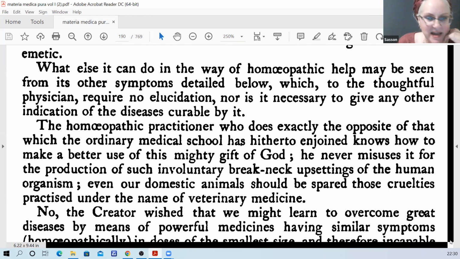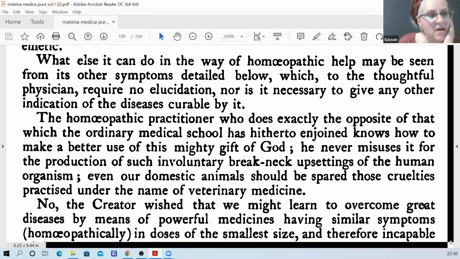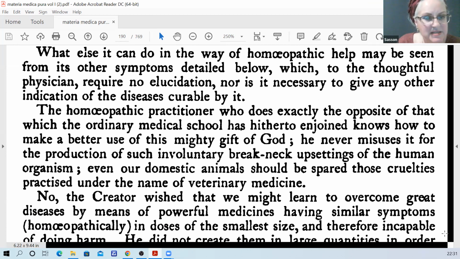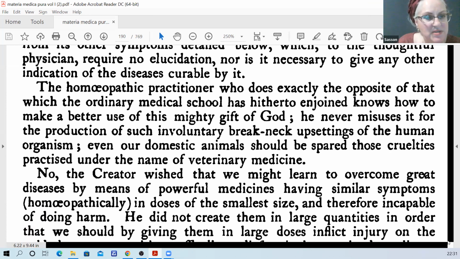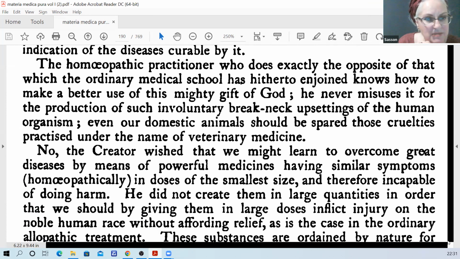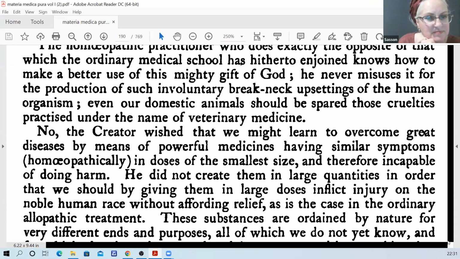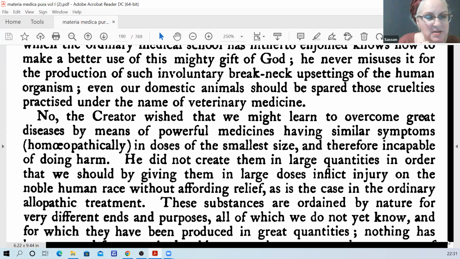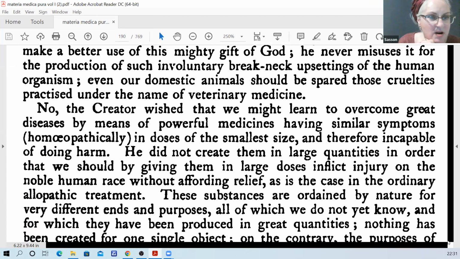Okay, so he's saying here that the homeopath knows that God has given us these substances and to use them carefully and without misusing them and without harming people. Even for animals, we should use these things instead of harming them.